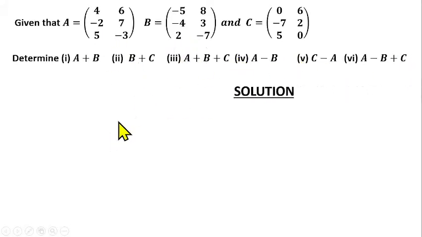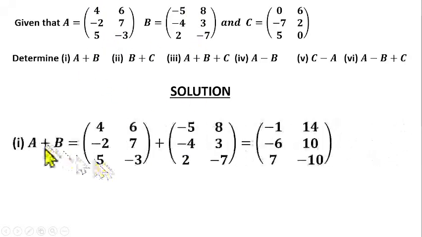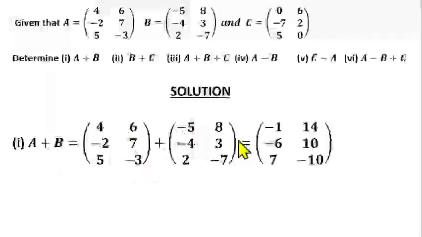So the first one is that you have to find A plus B. You are adding matrix A to matrix B. So matrix A plus B, that's what you are doing. And how do we do that? Of course, I already gave you the answer here. I wanted to ask you to do that by yourself, but the answer is already here.